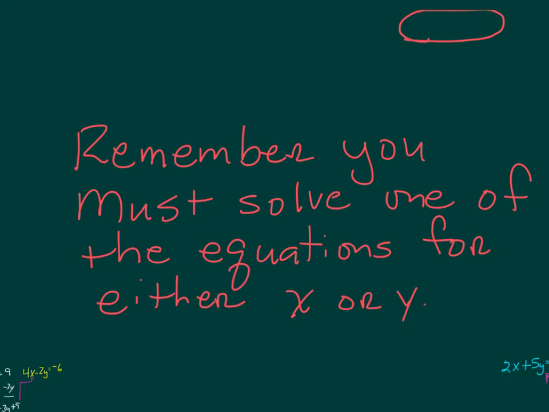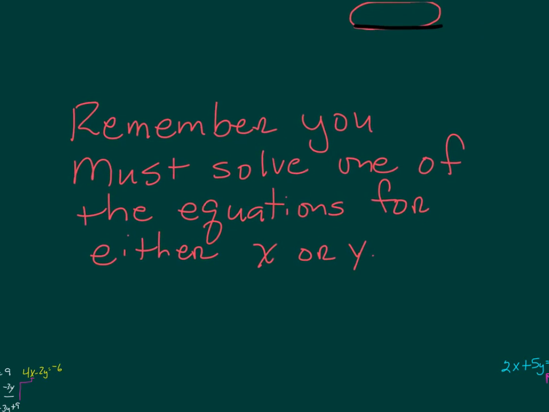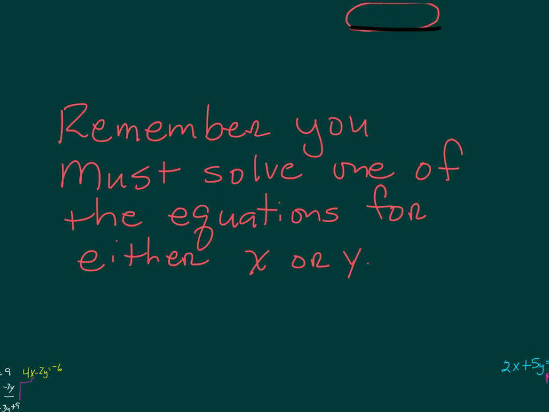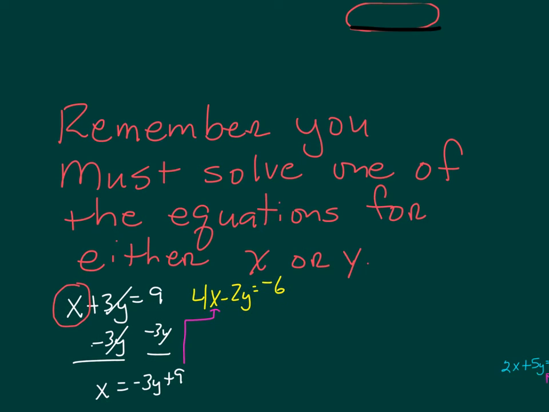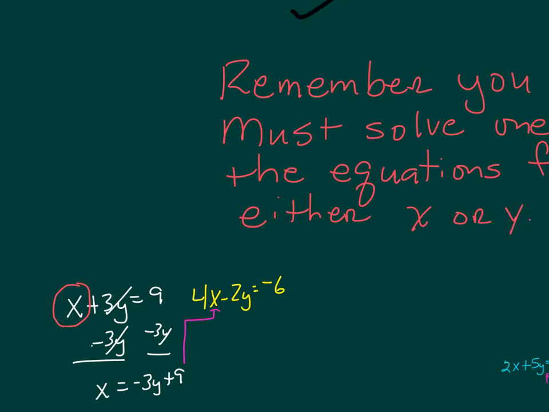All right, for questions 3 to 4, solve the system of equations by using substitution. Now, remember, you must solve one of the equations for either x or y. So in doing so, you just got to make sure that you follow that along. Here, I'm going to bring this one over and blow this one up. This is the first one. So we're going to take a look at x plus 3y and 4x minus 2y equals -6.